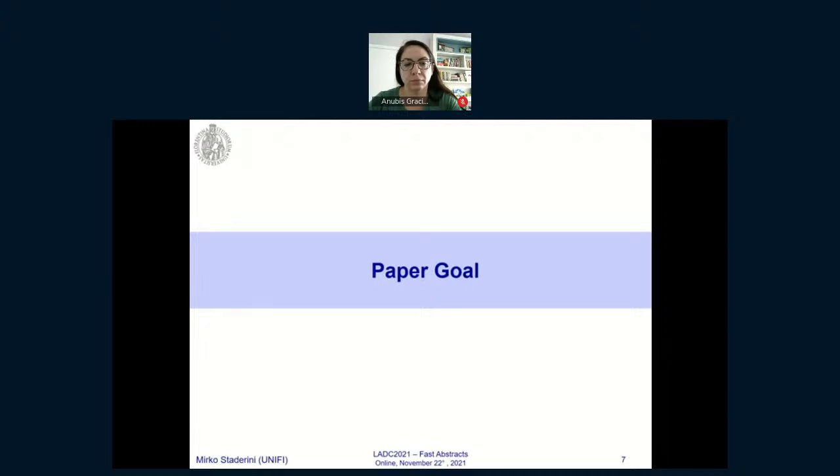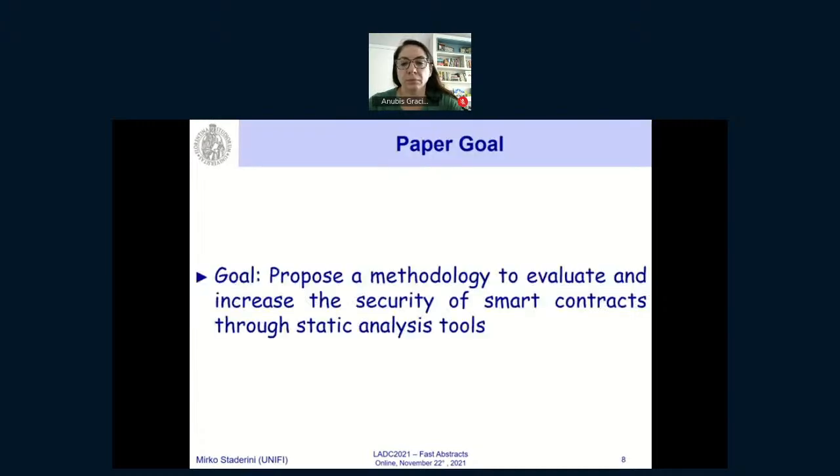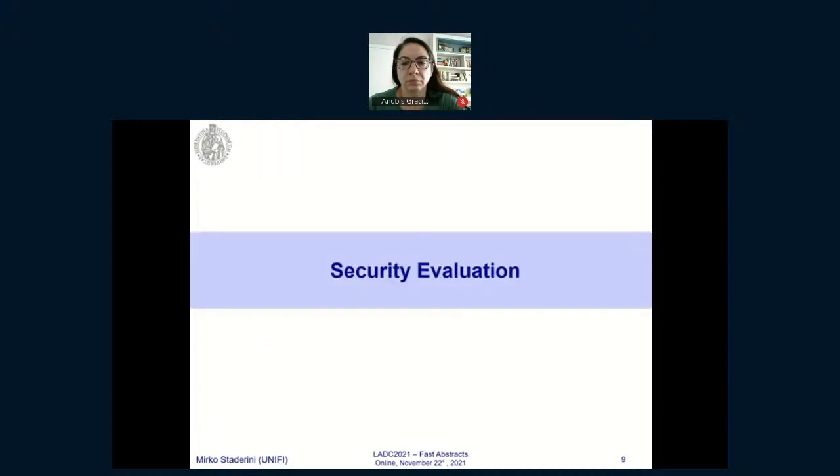I would focus your attention now on the paper goal. We have seen that one of the most critical points of smart contracts concerns vulnerabilities. So our goal is to propose a methodology for evaluating and increasing the security of Solidity smart contracts through static analysis tools. Let's now look at the next slides that show the security evaluation of smart contracts.